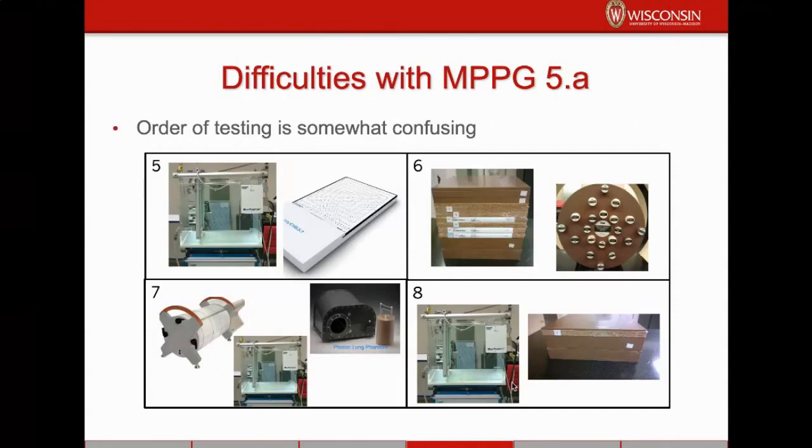Finally, the order of testing in MPPG 5A is driven by the type of testing from the dose calculation standpoint. So basic photon, heterogeneous photon, complex photon, electron. But from a measurement standpoint, it's all mixed up. You use a water tank in parts 5 and 7 and 8, and you use a diode array in 5 and 7, and you use heterogeneous phantoms in section 6 and 8.